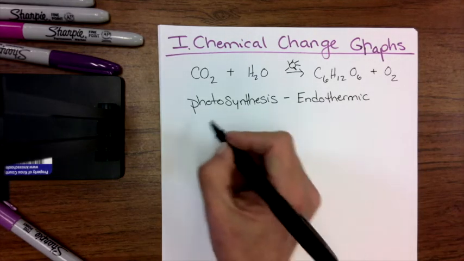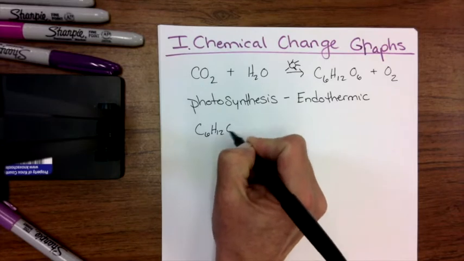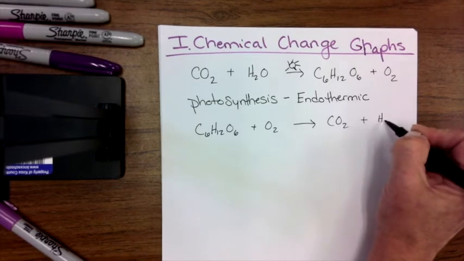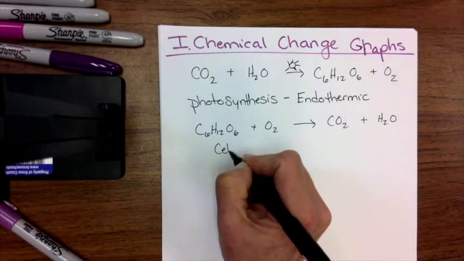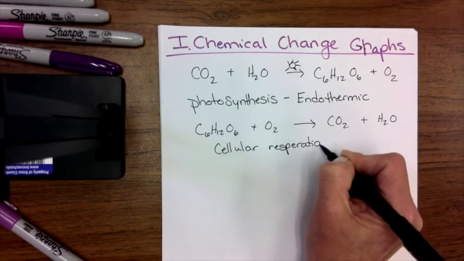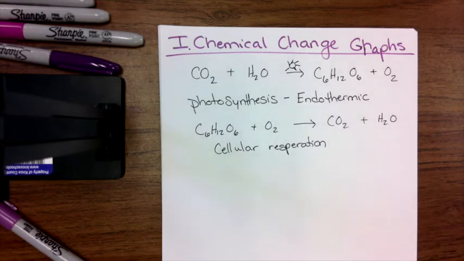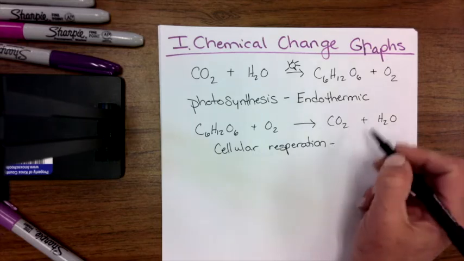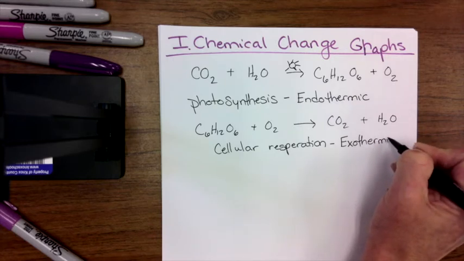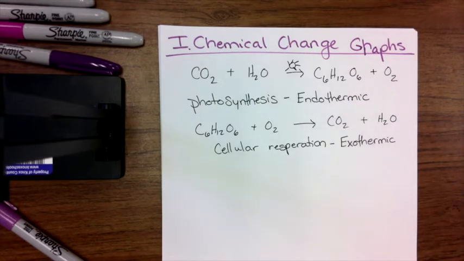If we reverse this equation and we do C6H12O6 plus O2, and it breaks down into carbon dioxide and water, then this type of reaction is known as cellular respiration. And this reaction, since it's going in the opposite direction, when we consume plants and we breathe oxygen, we produce and generate a lot of heat, which is why we're warm-blooded animals. And what this does is this reaction then becomes exothermic. So any reaction that goes endothermic in one direction, when it goes the opposite direction, is known as exothermic.